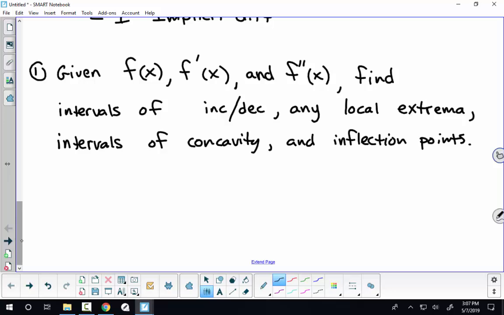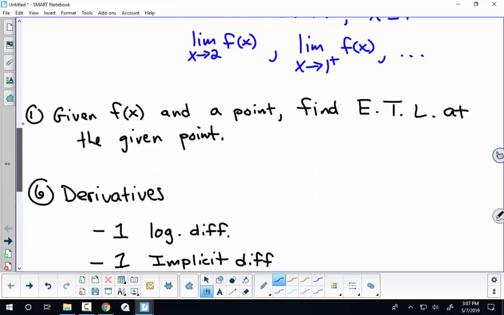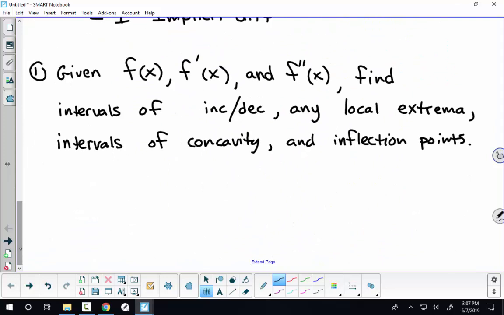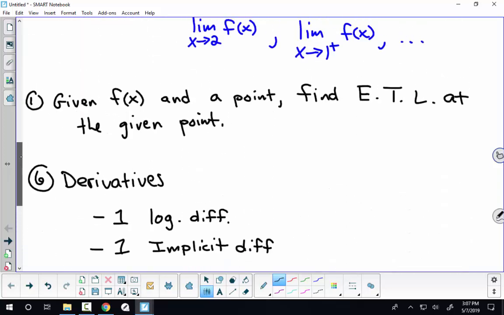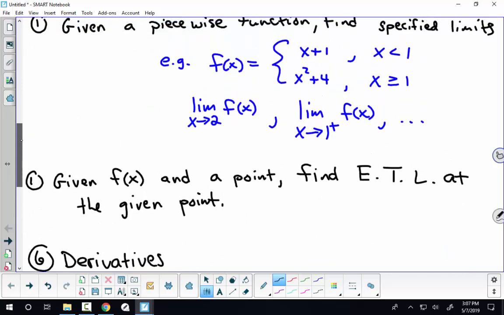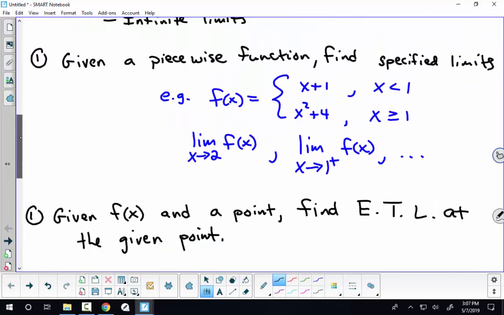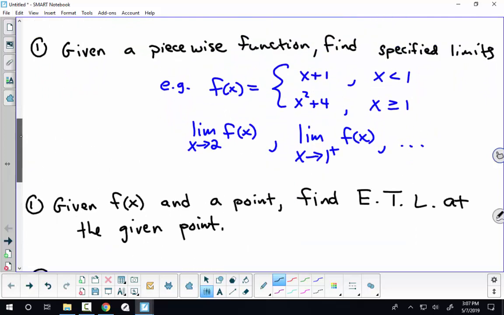I'm going to start a new page. Do y'all have what you need from this? Can you scoot up for a minute? A little more. Given f of x and a point, on the equation of the tangent line, that's all I need.